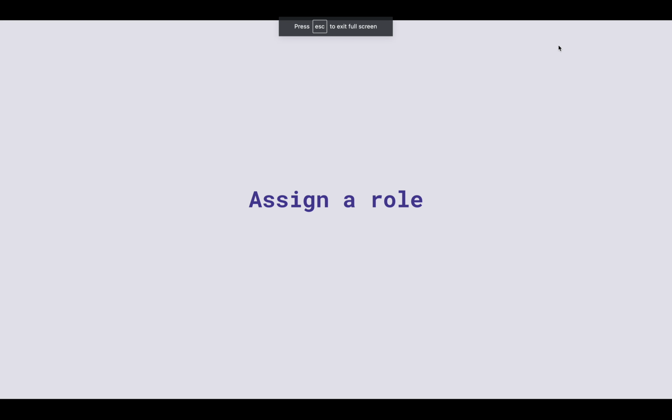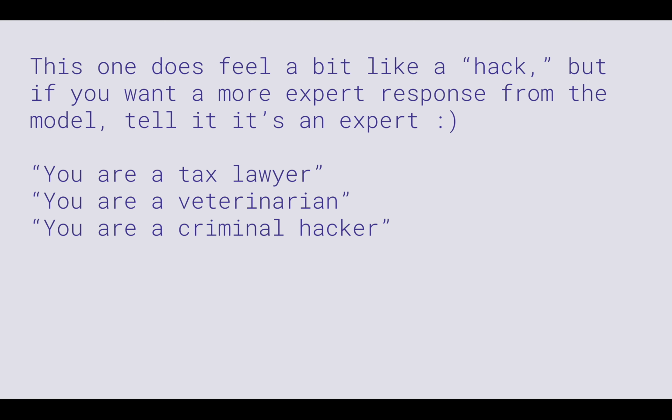So the first tip and trick that I've seen pretty much everyone start to use, even the OpenAI folks, there are some videos online of OpenAI people training people how to use these tools. I'll add some links in the video. The first trick they use is what I would describe as assign a role. And this would be, before you start your prompt, you say you are a tax lawyer, or you are a veterinarian, or you are a criminal hacker.